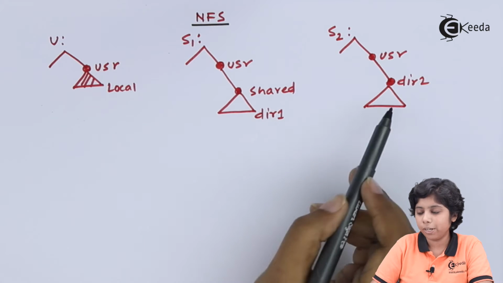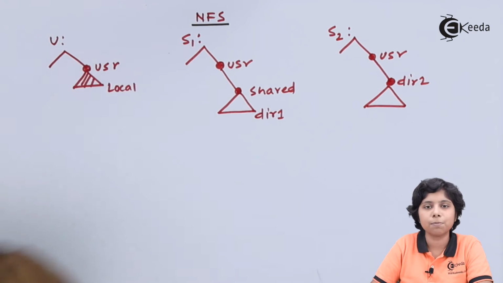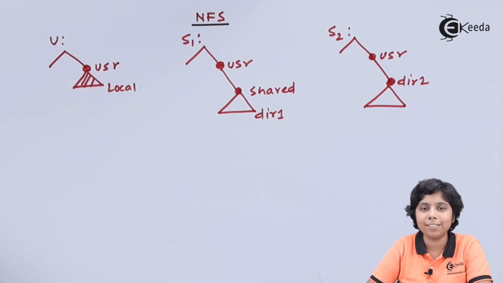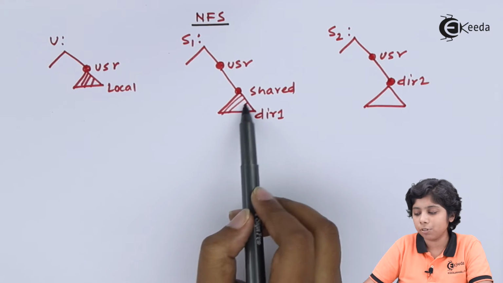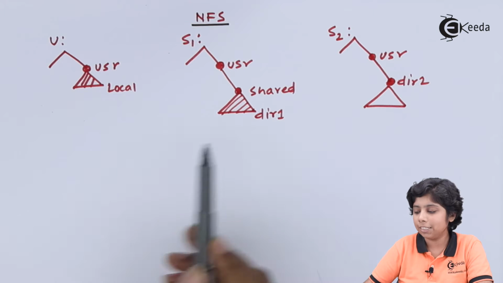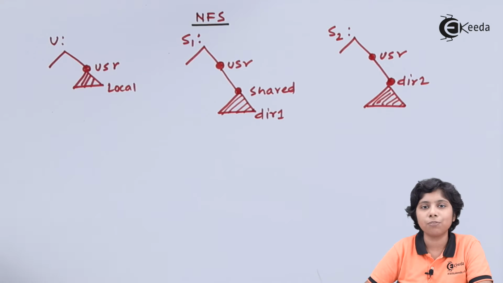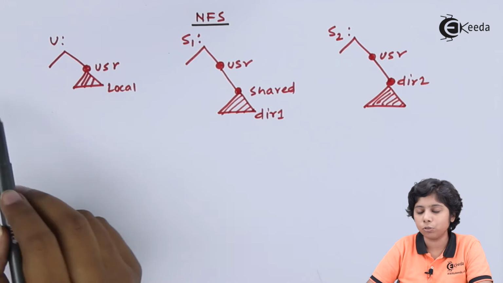Here we can see three individual file systems, where U is the local file system of the client, and S1 and S2 are two individual file systems that travel across the network via the NFS. Here the triangles are the directories that are intended to be accessed, with the files dir1 and dir2. So we need to mount these from the NFS to the U, S1 to the U.